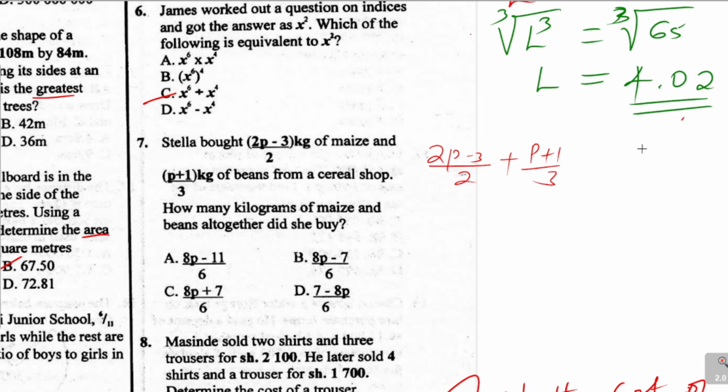So how do you add these two? Simply get the least common multiple of 2 and 3, which is 6. Then take 6 divided by 2, that is 3. Then multiply that by (2p minus 3). Then 6 divided by 3, that is 2. Then you have to add this plus 2 multiplied by (p plus 1).